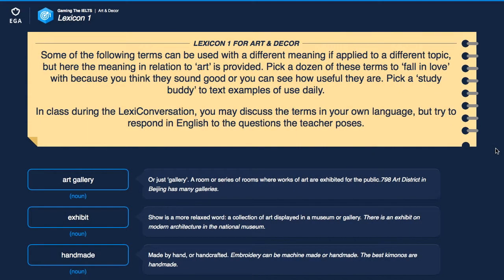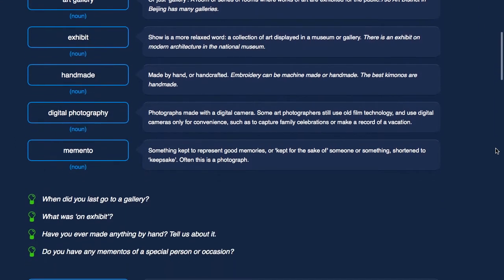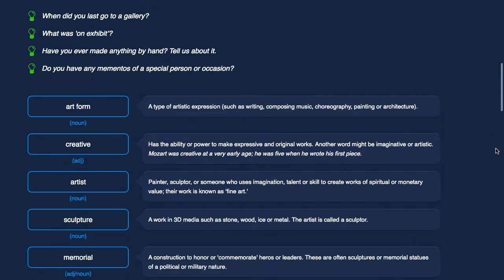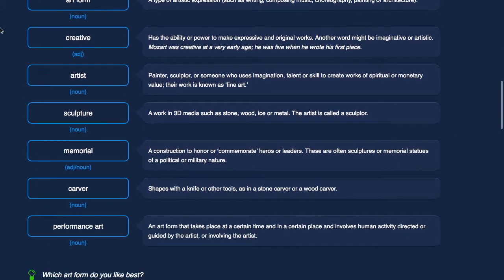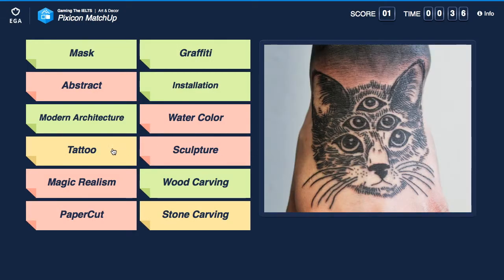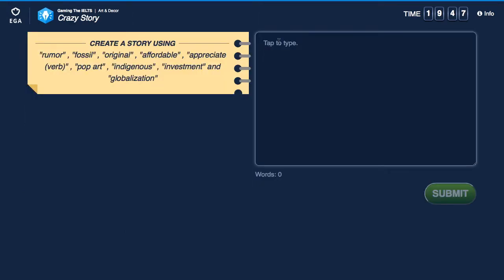Back to fundamentals. Each topic has at least one lexicon, a set of 60 to 120 vocabulary words related to that topic that contribute to a high IELTS score. Discussion questions help the teacher and student to personalize the terms. Lexicons are followed by match-up games that test vocabulary and definitions. Some, such as art and entertainment, use pictures. Crazy Story asks students to make up a story given 8 to 10 words delivered randomly from the lexicon. The homework is delivered directly to the teacher.